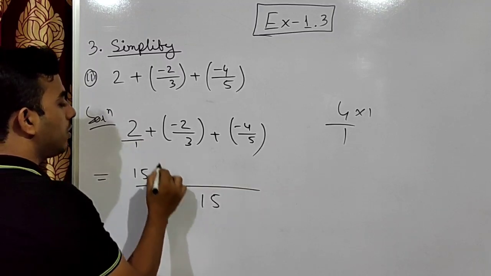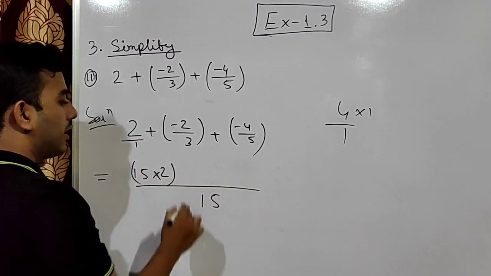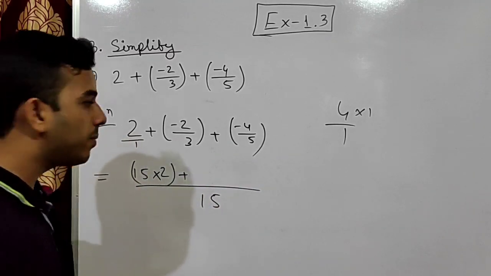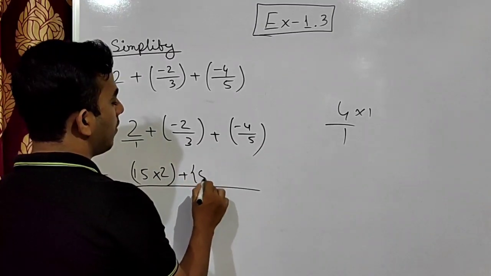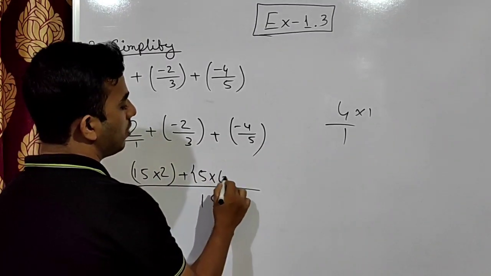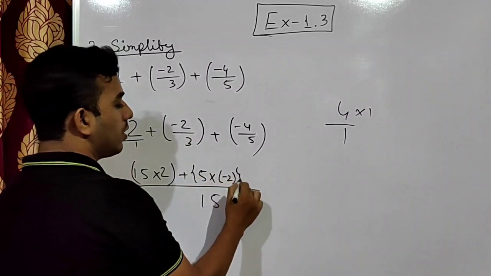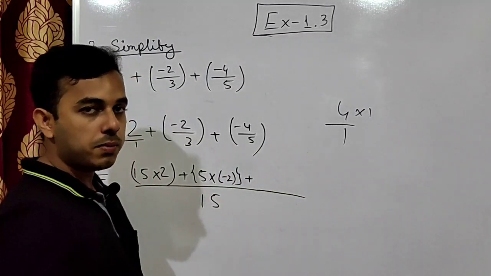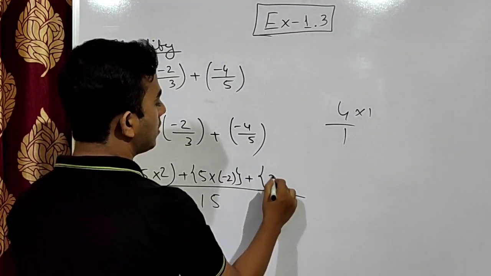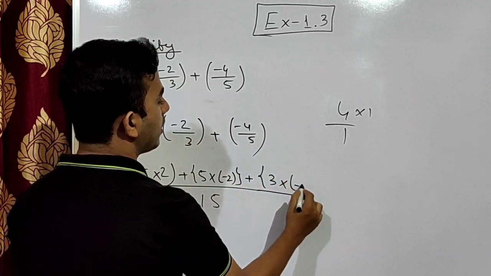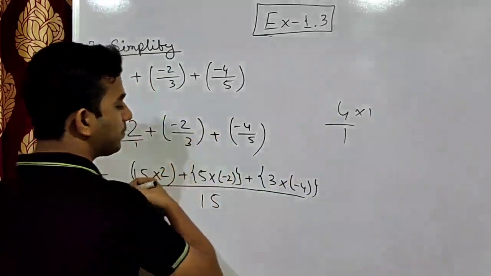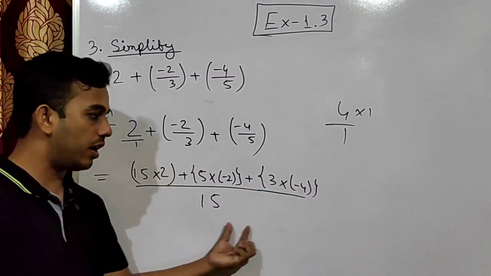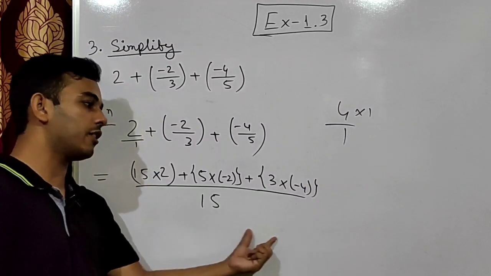Then we will multiply 15 with the numerator. Then plus. Now 15 divided by 3 is 5, so we will write 5 into minus 2. Then plus, 15 divided by 5 is 3, so we will write 3 into the numerator. I hope up to this you have understood how I have written this expression.